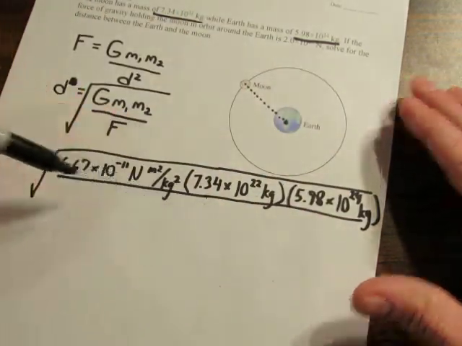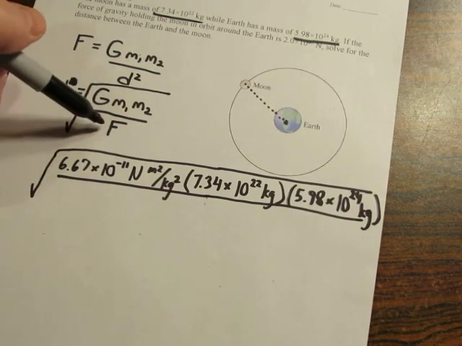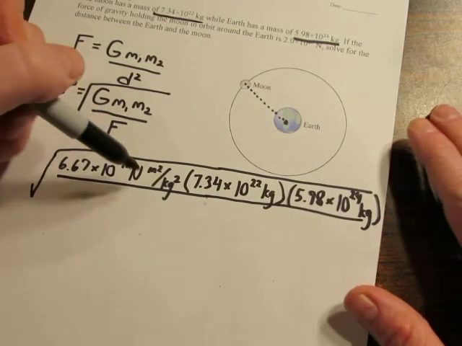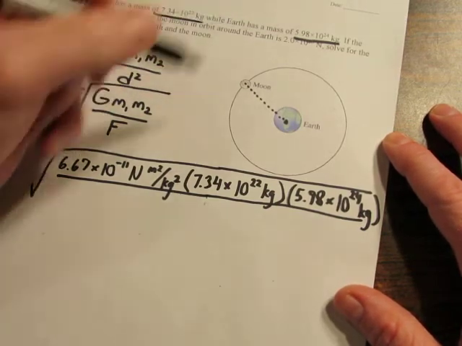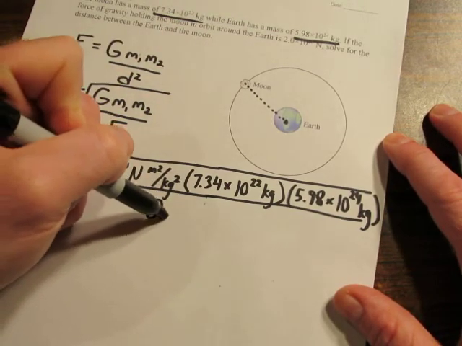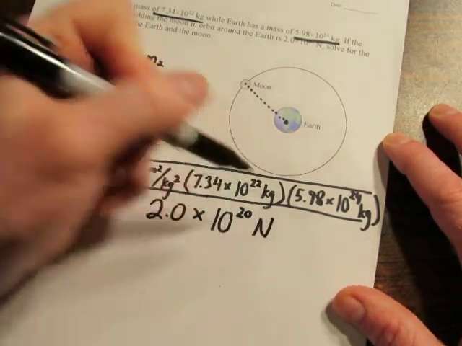And normally you divide by the distance between them and you square it, but we've rearranged the formula. So here we're just dividing by the force. And remember not to square it because it's just a capital F. The force was given in this question as 2.0 times 10 to the 20 newtons.